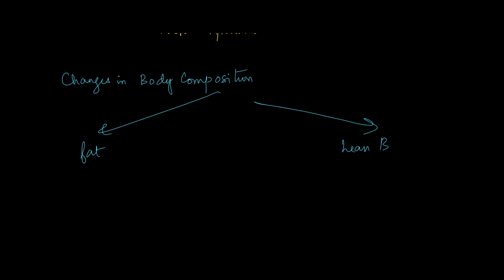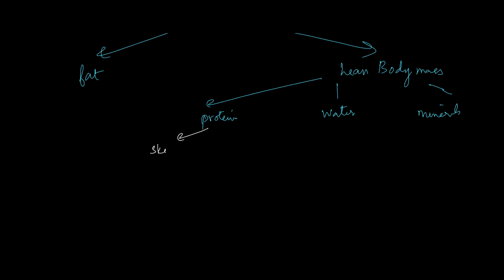Okay, next we'll take a look at the changes in body composition following injury. Here we need to understand the body composition. It consists of fat and lean body mass. Lean body mass is further divided into proteins, water, and minerals. Proteins will be further divided into skeletal muscle proteins and non-skeletal or visceral proteins. Water will be your intracellular and extracellular.